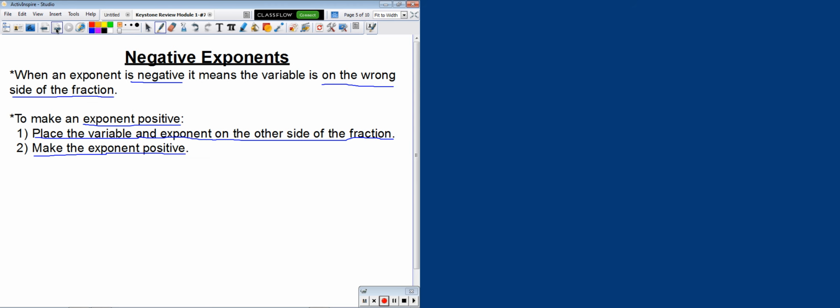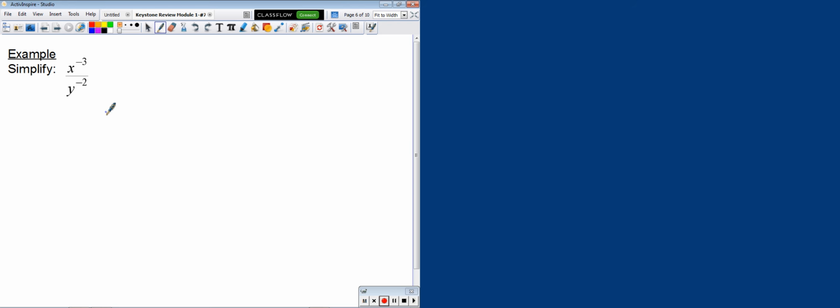So some examples involving that would be this. So you have x to the negative 3 over y to the negative 2. Whenever you have a variable to a negative power, I want to make it positive. So what I'm going to do with x to the negative 3 is put the whole thing on the bottom of the fraction, and when I do that, the power becomes positive. Same thing here with y to the negative 2. Because it's a negative power, I'm going to put it on the other side of the fraction, and when I do that, the exponent becomes positive.